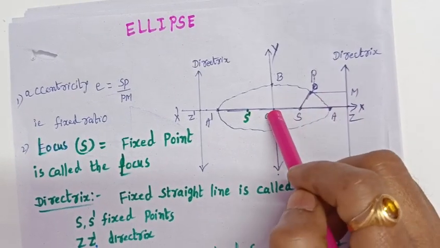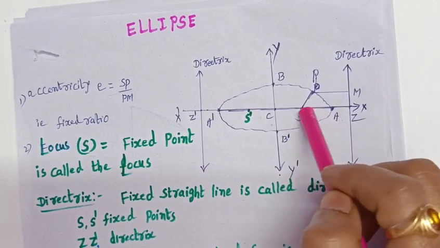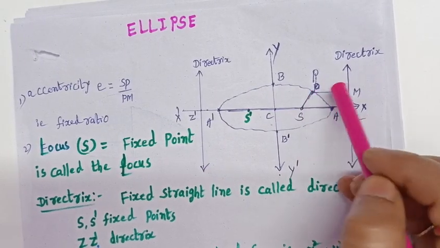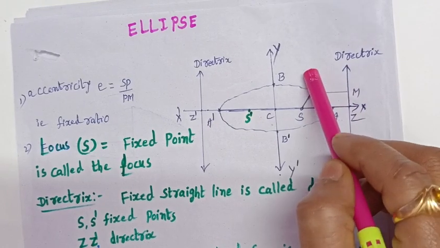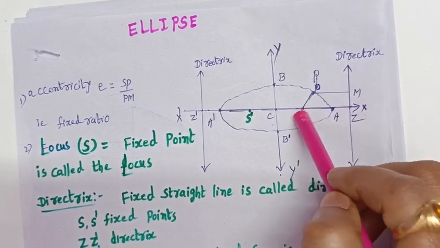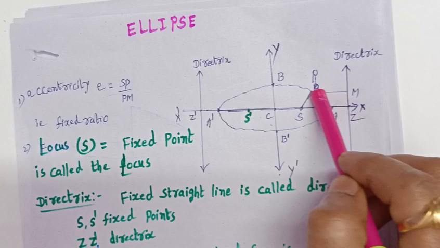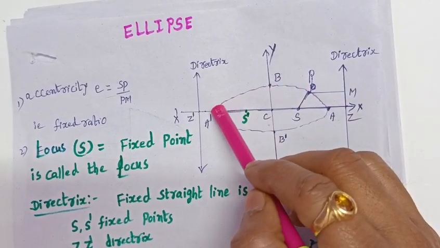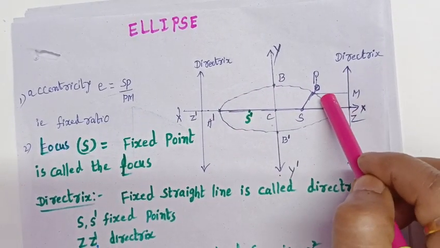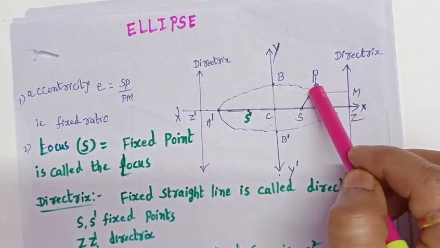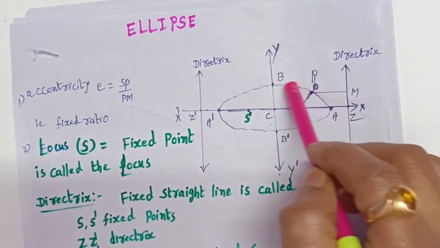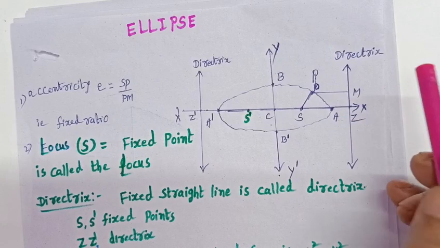S is a fixed point, and P is a moving point. P moves in this way along the x-axis and meets this point P. So this is called an ellipse.